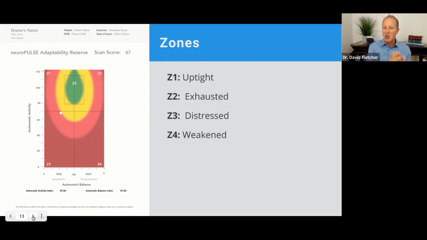If we were to look at what zone 1 means, it means it's uptight. We also have sort of an in-house conversation about what zone 1 means, and we refer to that as the over-exercised group. And these are people that have a lot of reserve as they go into the testing protocol. They've done a lot of very, very positive things to increase their autonomic activity to where they have a lot of active reserve to work or draw upon.